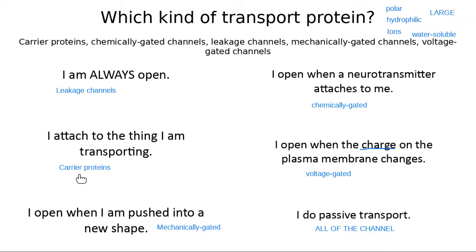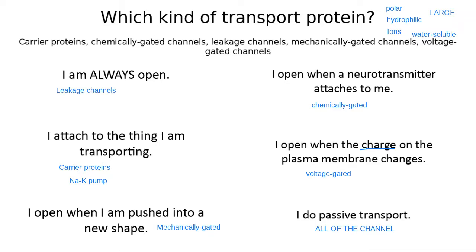So good examples of carrier proteins that we talked about in last class: the sodium-potassium pump. The sodium-potassium pump is an example of a carrier protein because it attaches to sodium on one side, then it opens up to the outside and lets the sodium out. Then it attaches to potassium on that other side, opens up and spits the potassium in. It's constantly changing its shape to allow it to move sodium and potassium in the wrong directions, or move them up the hill.